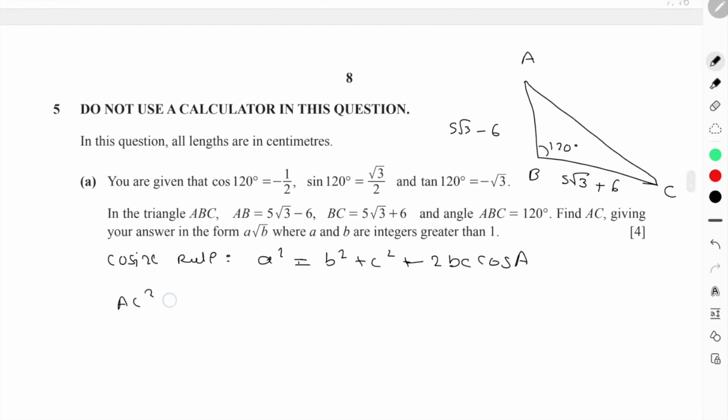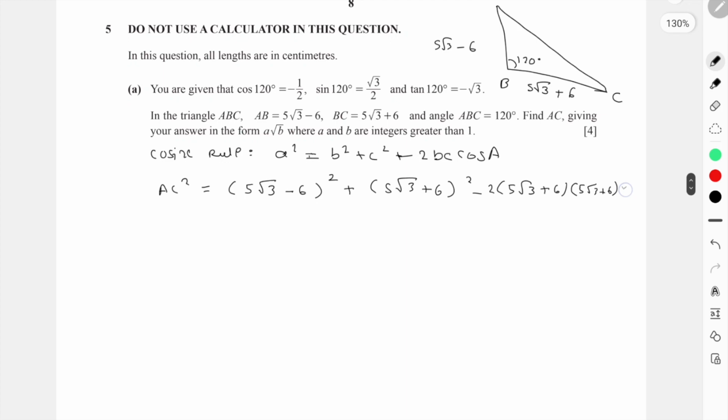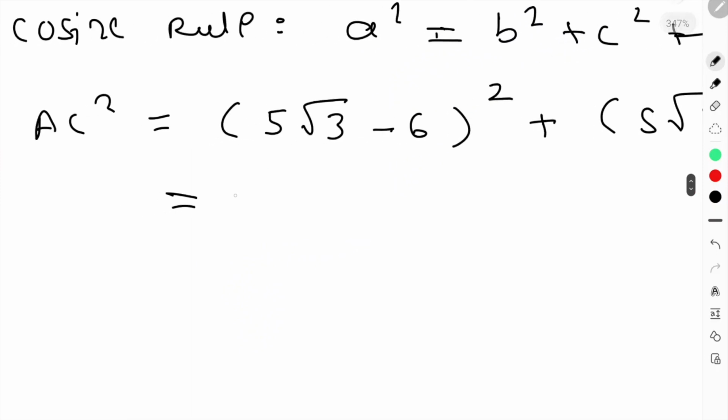So essentially, AC squared is (5 root 3 minus 6) whole squared plus (5 root 3 plus 6) whole squared minus 2 into (5 root 3 minus 6) into (5 root 3 plus 6) into cos 120. So first, let's try to simplify this. We're not supposed to use a calculator, so we'll just simplify it using paper.